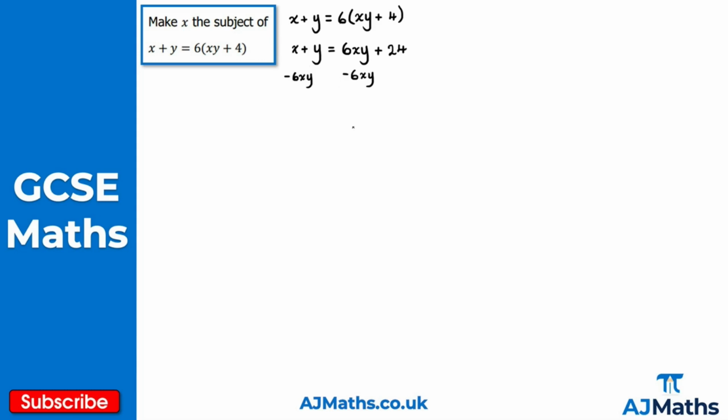So in that case then, on the left hand side here we're going to get x minus 6xy, and then don't forget the plus y here. And that's going to be equal to 24. And then basically anything that doesn't involve x here on the left hand side, we now need to make that disappear off the left hand side and put it onto the other side. So the way that I'm going to do that here is subtract y off both sides. So minus y off both sides. On the left hand side here we'll get x minus 6xy, and that will be equal to 24 minus y.